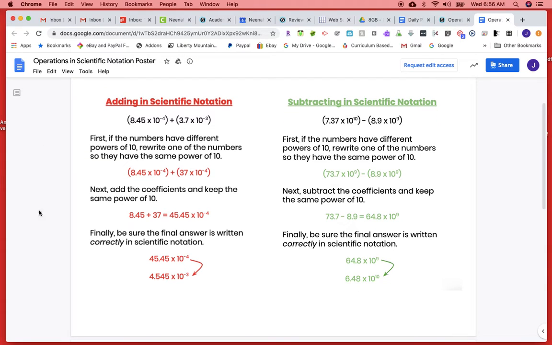If you're having questions on how to add in scientific notation, please contact your teacher.